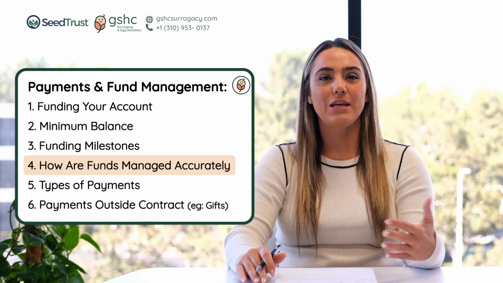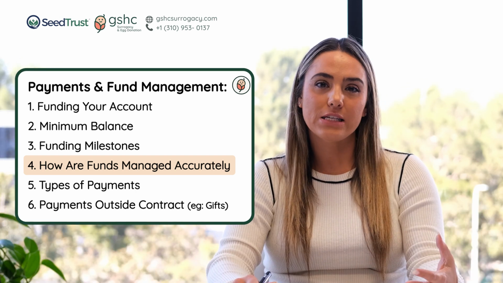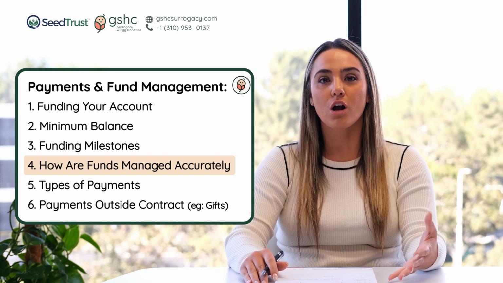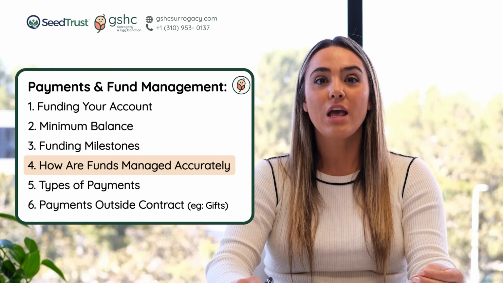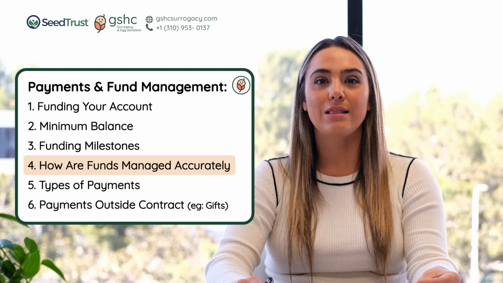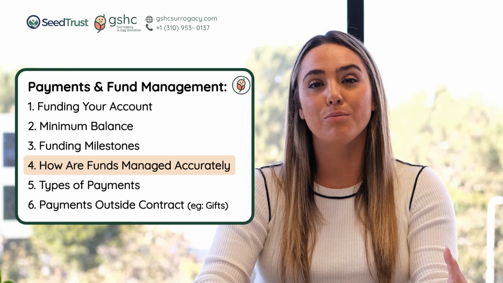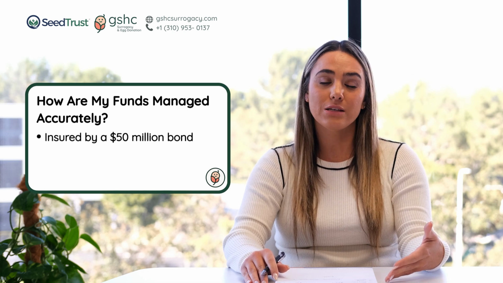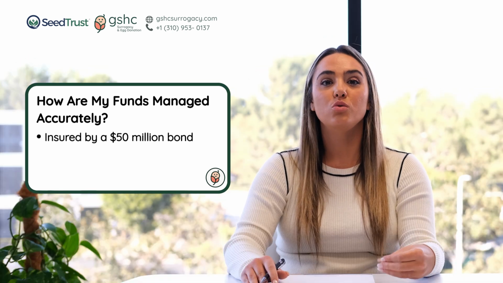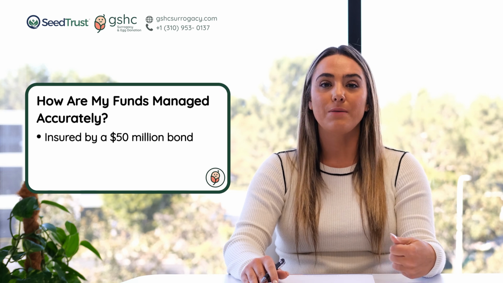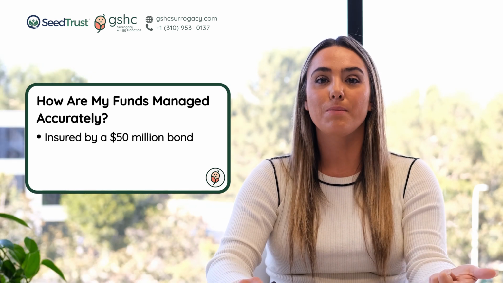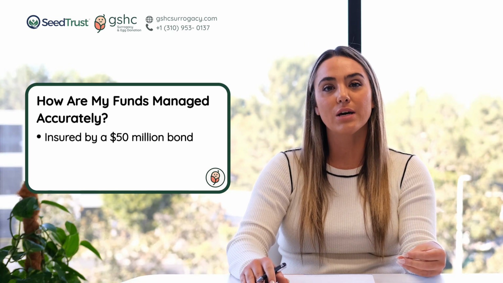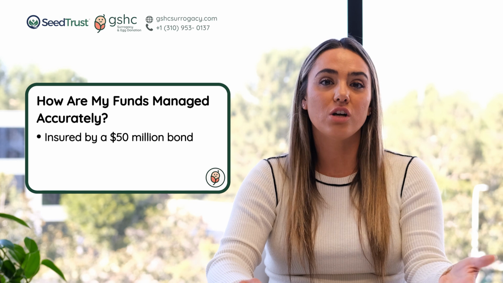How are my funds being managed accurately? So we get asked this question quite often. Intended parents want to make sure that their funds are being held in a secure account, that there's checks and balances in place, and that these payments to your surrogate are being processed accordingly. So with SeedTrust, we have a $50 million bond in place. What this is going to do is ensure that any type of cybersecurity issues on the accounts, any type of misappropriations, errors and omissions, if any of these things were to occur with your escrow account, the bond is going to ensure coverage of your funds.